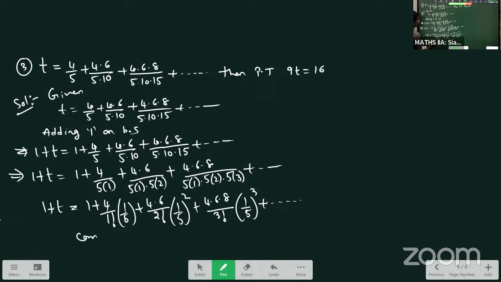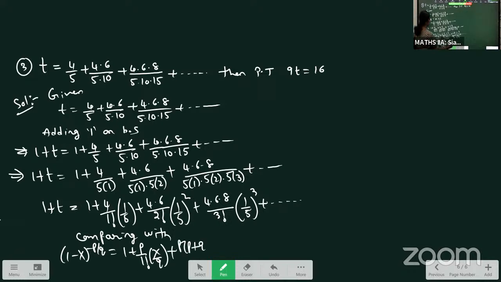We have to compare with the infinite series positive term formula. 1 minus x whole power minus p by q is equal to 1 plus p by 1 factorial into x by q, plus p into p plus q by 2 factorial into x by q whole square, plus so on. With this we have to compare.